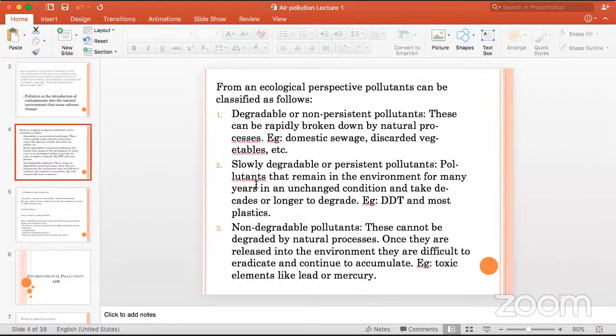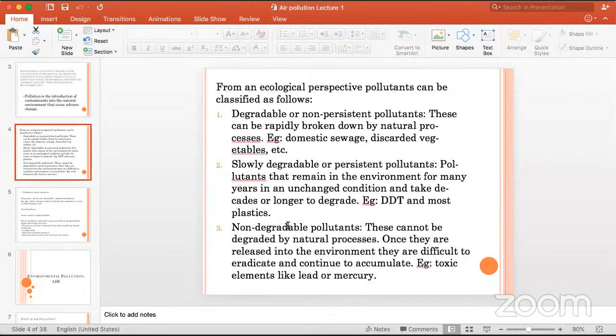Correct. Yes. So pollution is caused because of pollutants, right? Now, how do you classify these pollutants? Pollutants are basically classified as three types: non-persistent, persistent, and non-degradable pollutants. So you might well get a question in the exam.